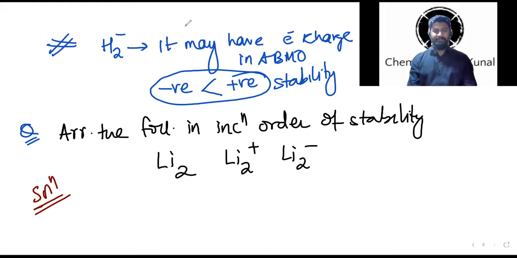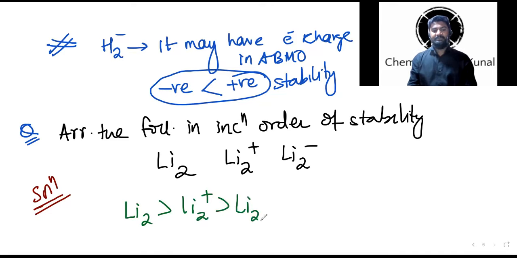So I hope you have tried doing it. So let's discuss the answer. So answer is Li2 more than Li2 plus, Li2 plus more than Li2 minus. How exactly do we do it? Same. Draw the diagram. In these two cases, bond order comes out to be equal. But since this probably will not have electrons in ABMO, it has more stability than the other one. That is how we can solve this question.